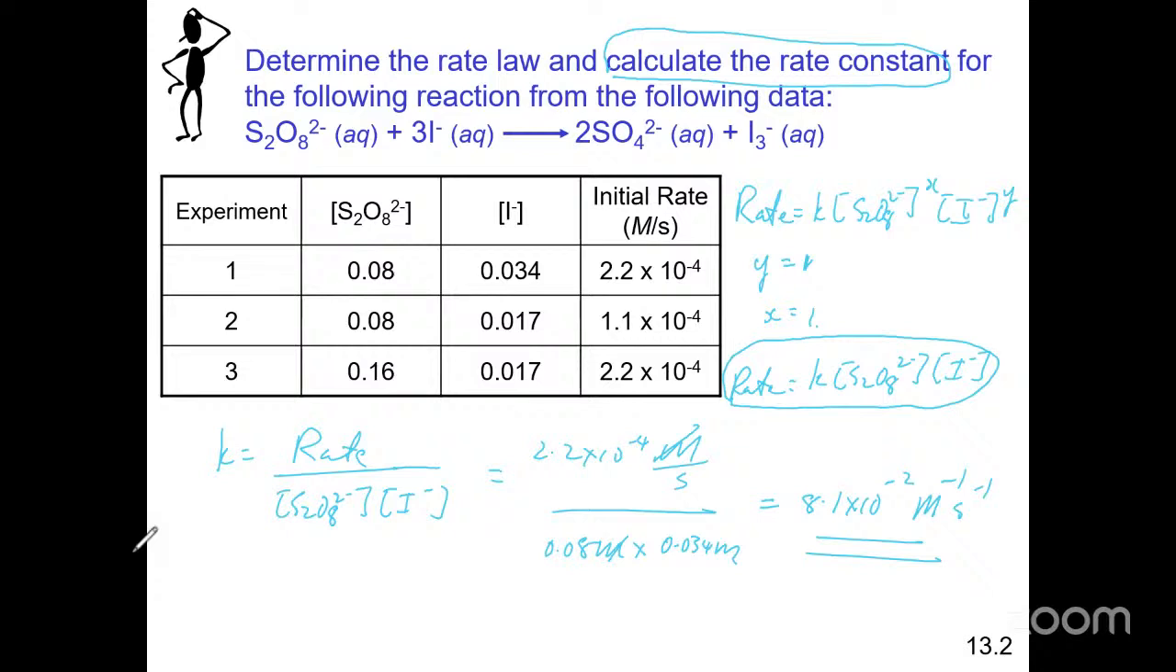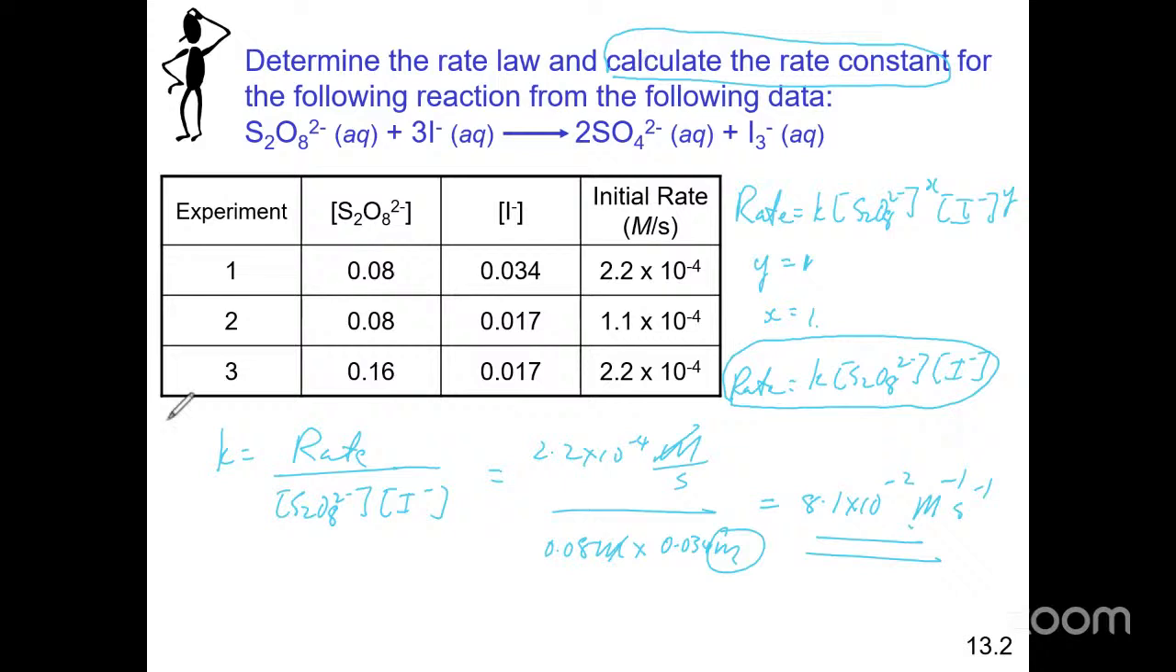Good, I can see how you get M to the minus 1, but how do you get s to the minus 1? Oh, because you're talking about the units, right? Because of the M down here, so that's one over M, which is M to the minus 1. But what about the s? Well, you have one over s here. Oh, so that's s to the minus 1. So that's why the final units will be M to the minus 1, s to the minus 1.